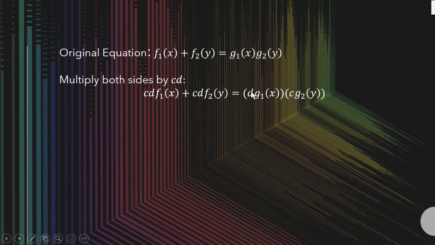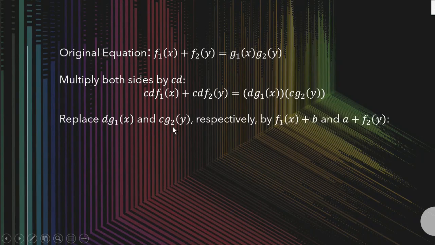But we're going to put the factor d together with g sub 1 and the factor c together with the g sub 2. Now, you can see that the d g sub 1 of x can be replaced by this expression, f sub 1 of x plus b, and that c g sub 2 of y can be replaced by a plus f sub 2 of y. And therefore, we obtain this equation here.